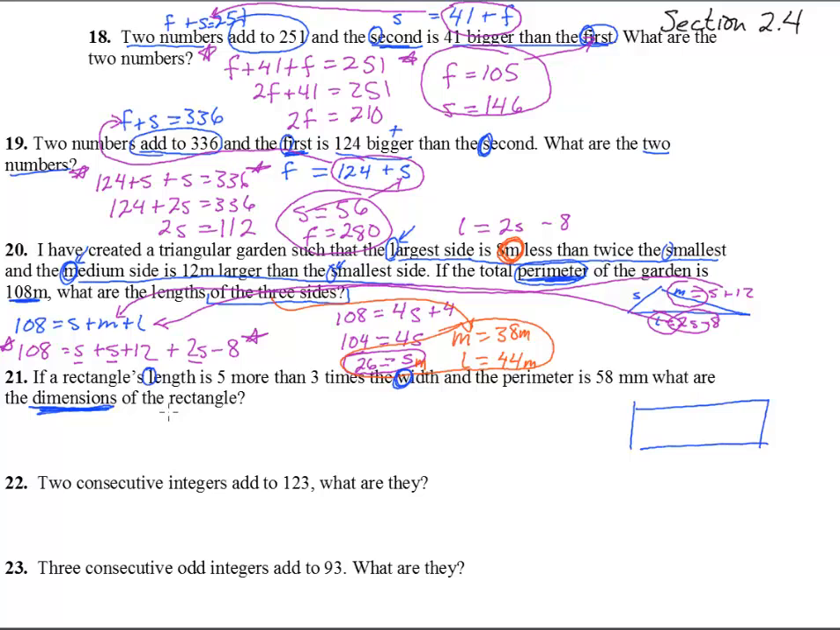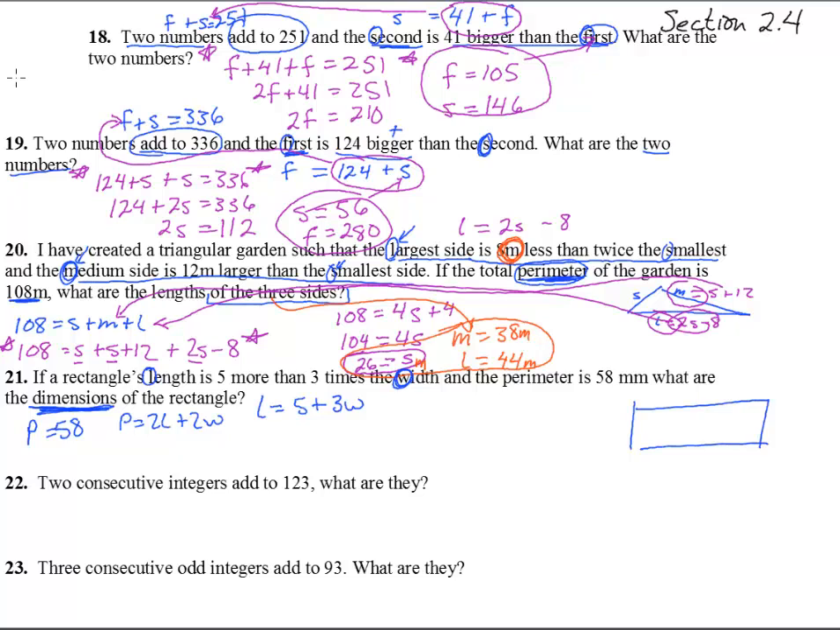So we get that the length is 5 more than 3 times the width. We could write that as 3W plus 5. And it says that the perimeter is 58. Now, what is the formula for perimeter? It is perimeter equals 2L plus 2W.